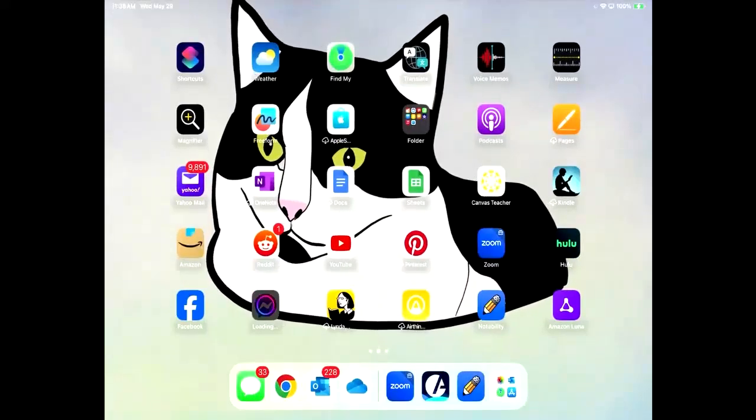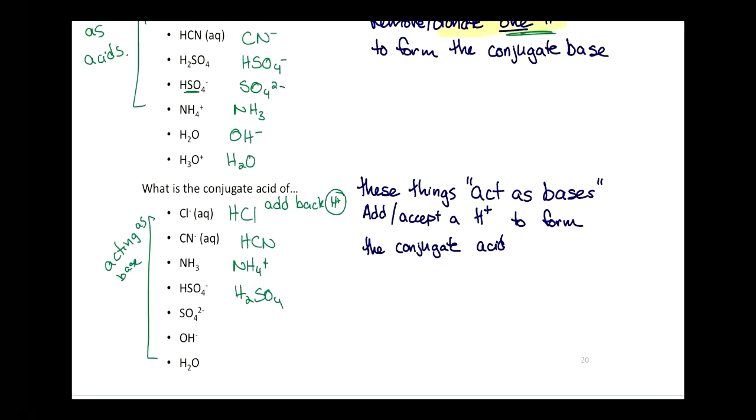Okay, so what is this? HSO4 minus, adding an H plus back on. When hydroxide acts as a base, again, adding an H plus back on, H2O. And then when water acts as a base, again, adding an H plus, H3O plus.